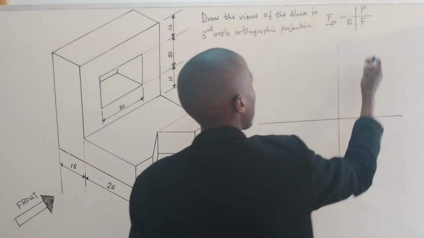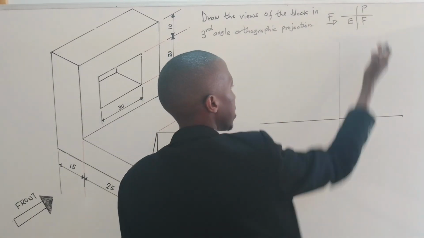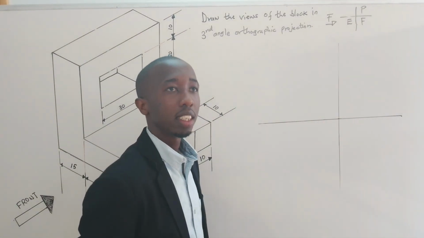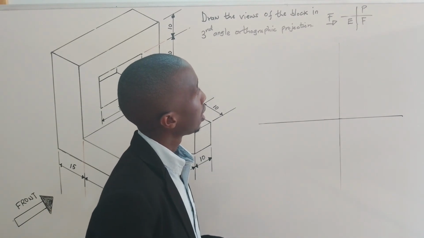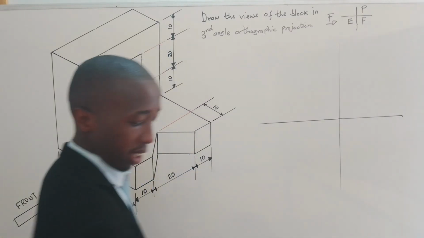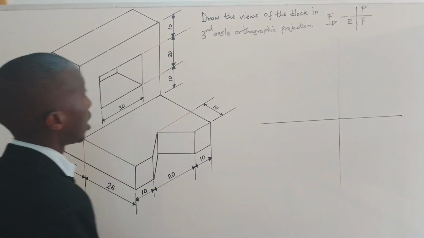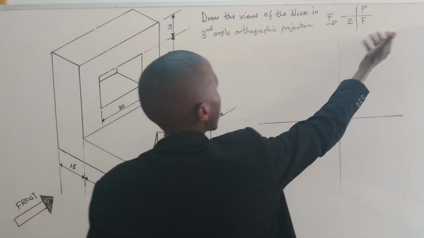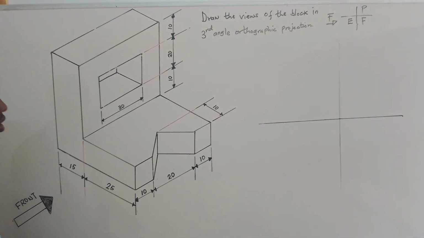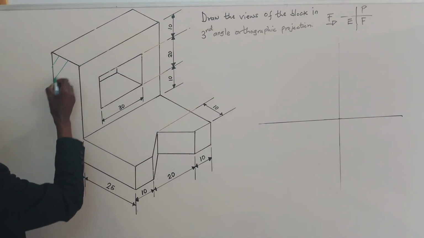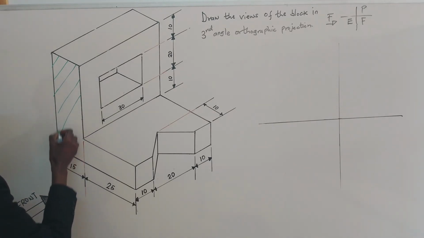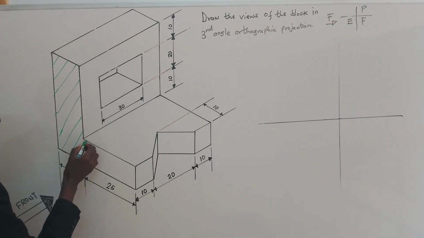Remember that we are supposed to place the plan here, this front here, and end elevation here. And I will use a very simple method. There are so many methods which you can use, but it will depend on your speed. Now let me mark, maybe you can start with the front elevation. Let me mark the front elevation using this green line. Now I will just put some lines here to shade what is visible on my front elevation.